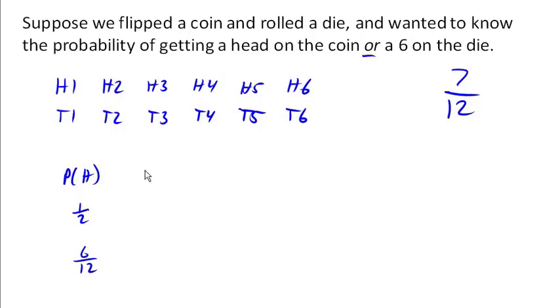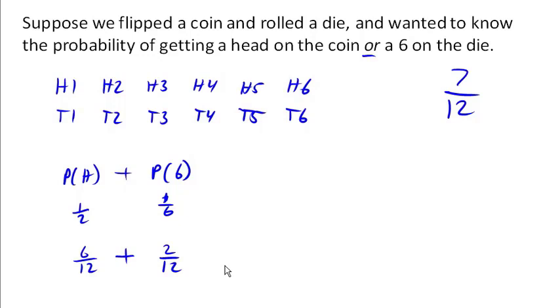What's the probability of rolling a 6 on the die? That's 1 out of 6, one roll out of the 6 possibilities on the die. And in terms of our total outcomes here, 2 of them have a 6 on the die. And notice if we added these two up, we'd get too many outcomes. We'd get 8 out of 12.